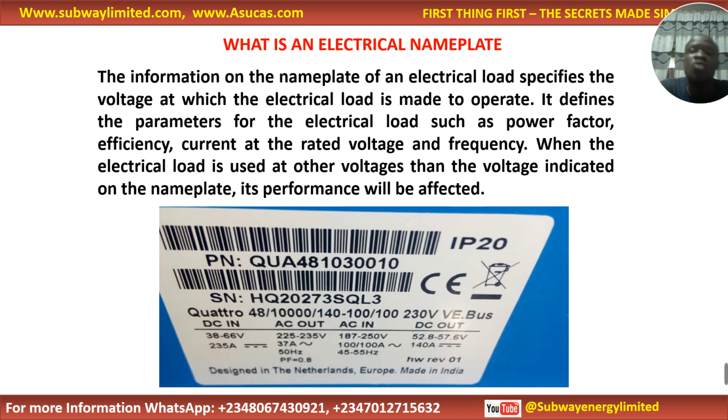So the information on the nameplate of an electrical load specifies the voltage at which the electrical load is made to operate. It defines the parameters for the electrical load, such as the power factor. So when you are buying an inverter, you need to always check for the power factor. There's no time to talk about power factor now and how it causes your solar system to fail, your system tripping up. So let's not go there. It is a topic of its own.